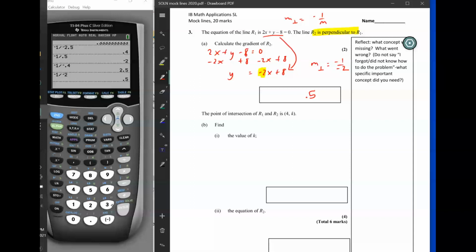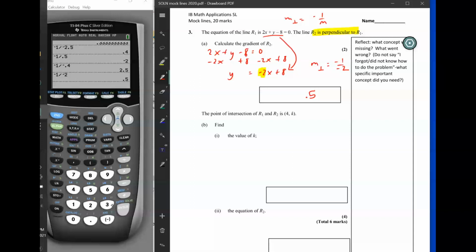The point of intersection of R1 and R2 is 4, k. Find the value of k. And you might say, oh my gosh, how am I supposed to know what the value of k is? I don't even know the equation for R2. How can I figure out the point of intersection between the two?